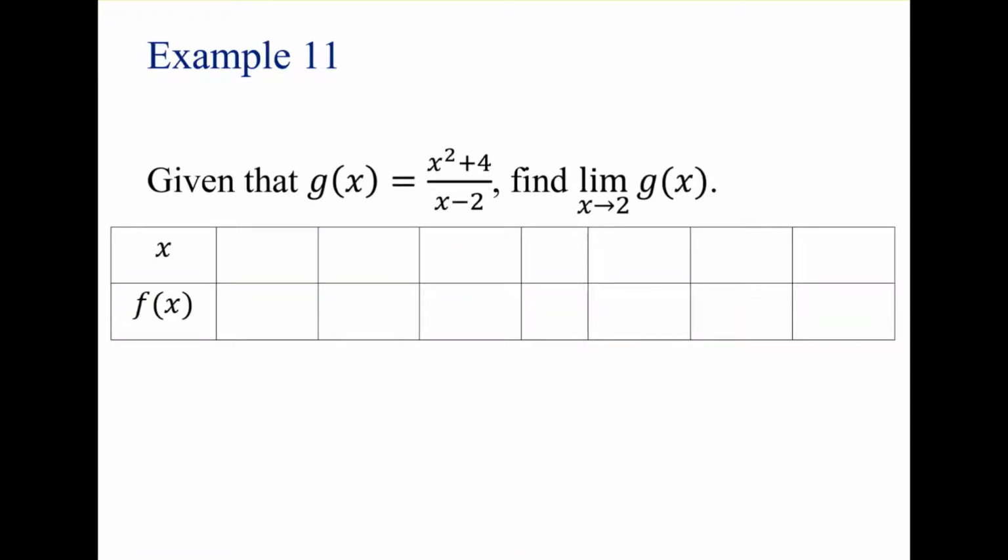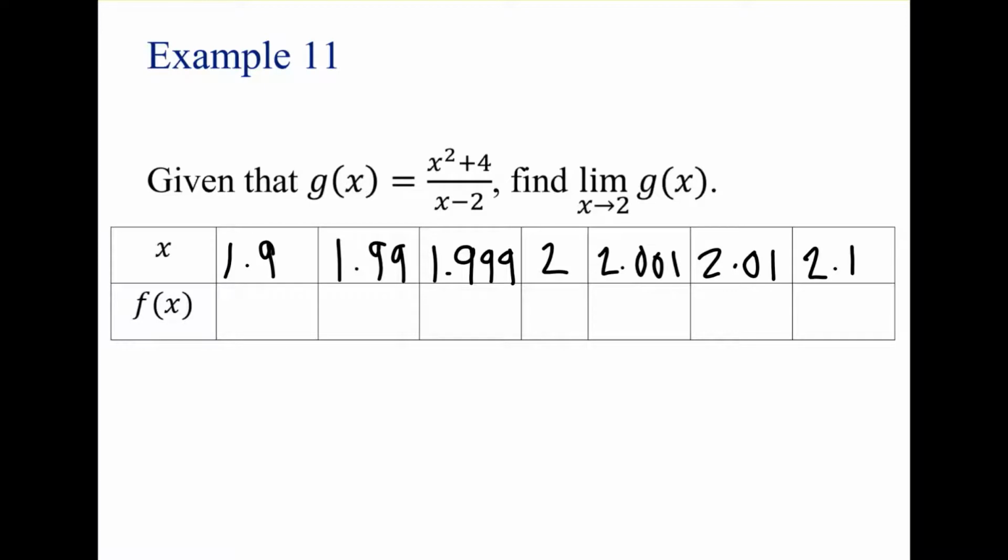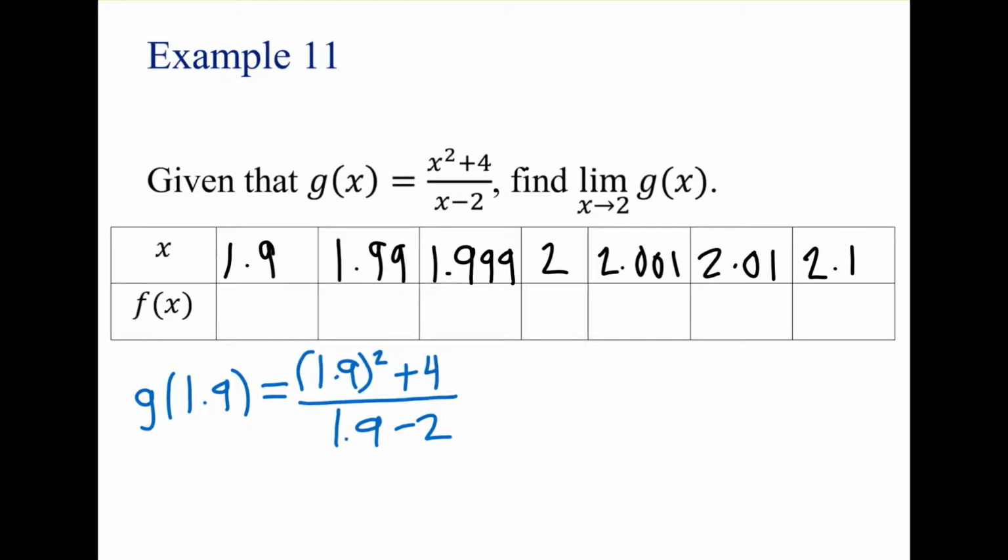We want to compute the limit as x approaches 2, so we will put 2 in the middle. Then we will find some values close to 2 to the left of 2, and then we will find some values to the right of 2. Let's find the function value at 1.9. To find this value, just substitute 1.9 in for x everywhere in the function. Type this in your calculator and we get negative 76.1. So now let's write this value on the table.